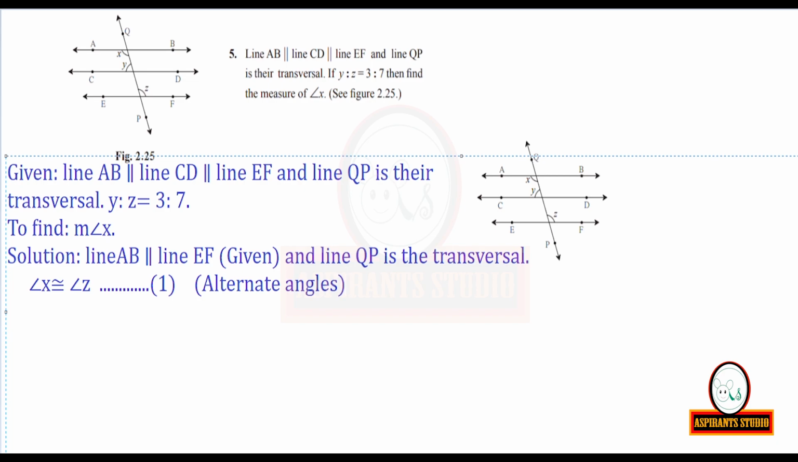Now, what else is given in the question? Y is to Z is equal to 3 is to 7. That means measure of angle Y is to measure of angle Z is equal to 3 is to 7 is given.